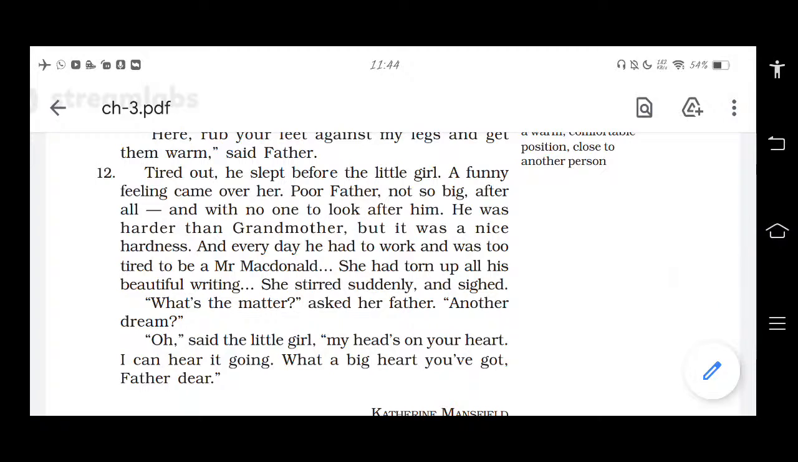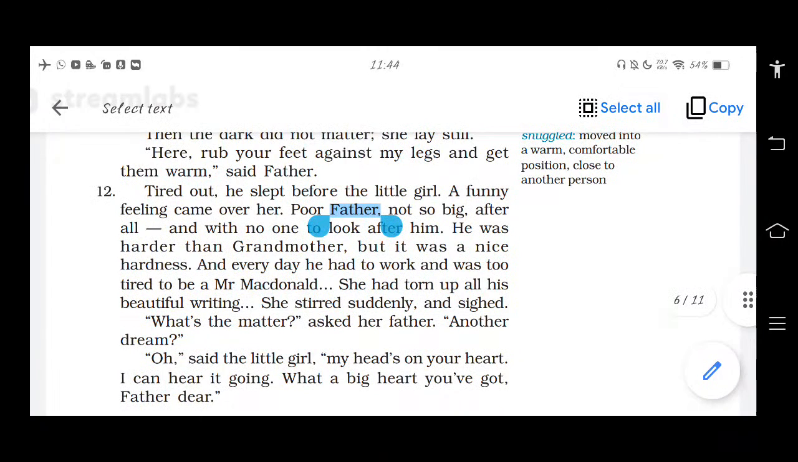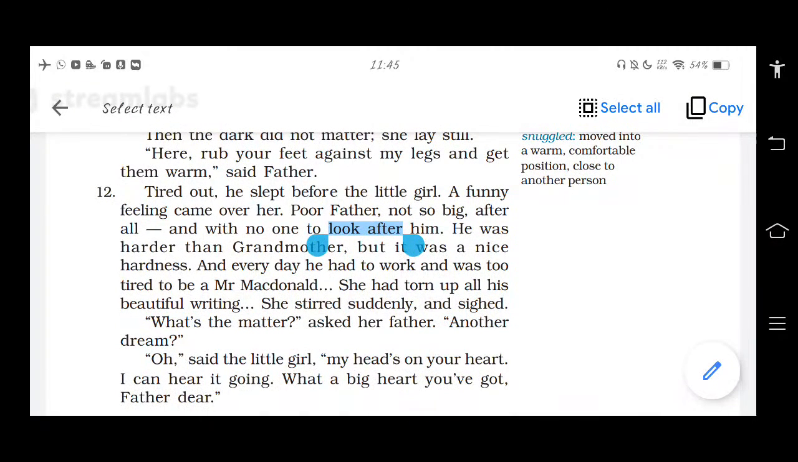So we have to read the 12th paragraph. Look at the 12th paragraph. He slept before the little girl. A funny feeling came over her. Poor father, not so big. Now actually, so far she thought that he is very big, but he is not so big. After all, and no one to look after him. Look after means take care. He was harder than grandmother, but it was a nice hardness.